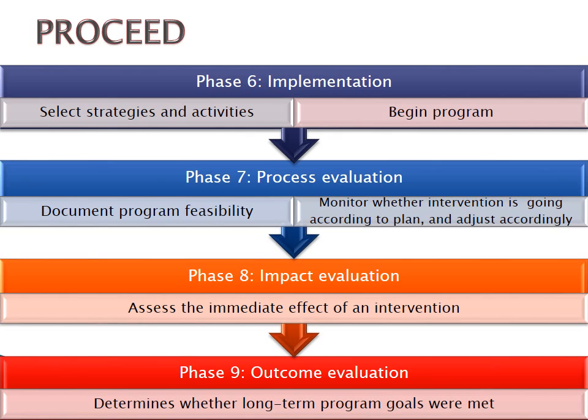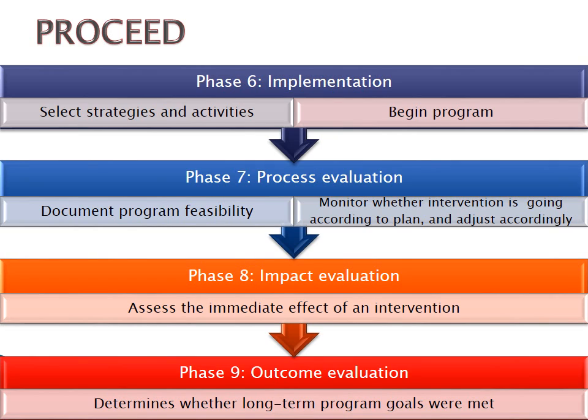Our final four stages are in PROCEED. Phase 6 is implementation. This is where we want to select strategies and activities and actually begin our program. In Phase 7, which is process evaluation, we want to document program feasibility. We're going to monitor whether the intervention is going according to plan and adjust accordingly. In Phase 8, which is impact evaluation, we're going to assess the immediate effects of an intervention.